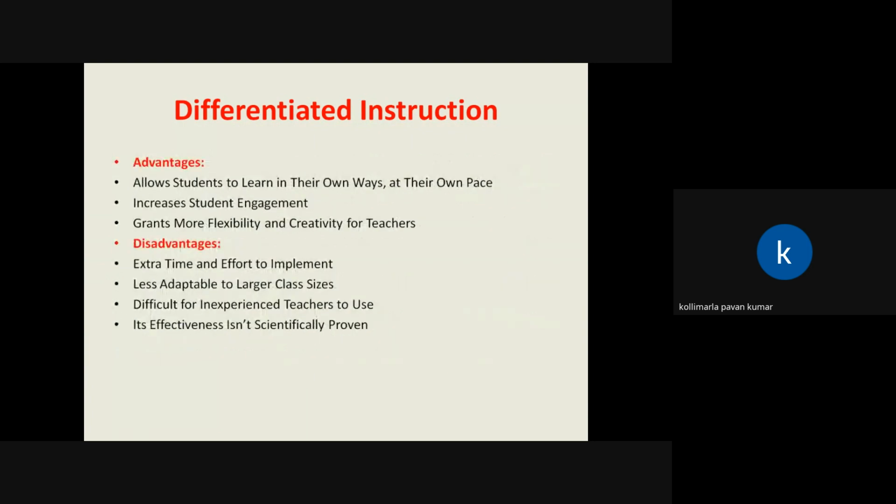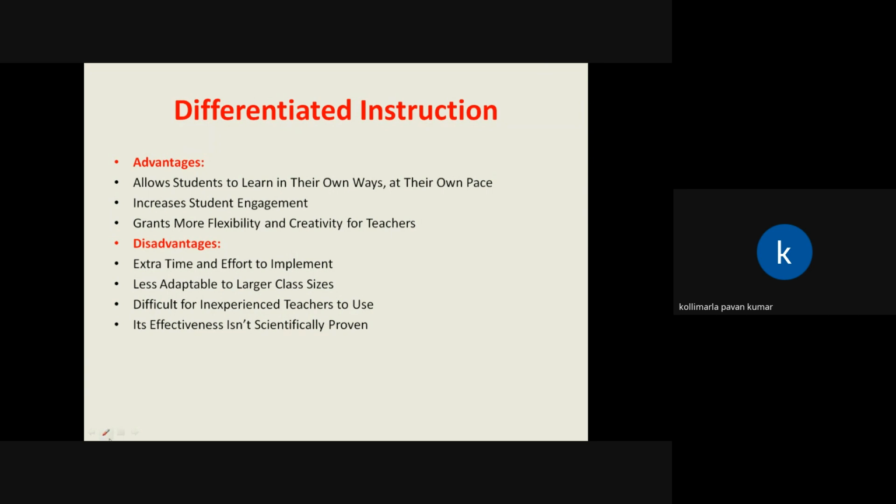The advantage is this allows students to learn in their own ways at their own pace. The greatest advantage is by developing e-content, they can learn at their own pace and in whatever time they require. And this increases student engagement. So it makes them want to spend more time on this particular concept, and grants more flexibility and creativity for teachers.